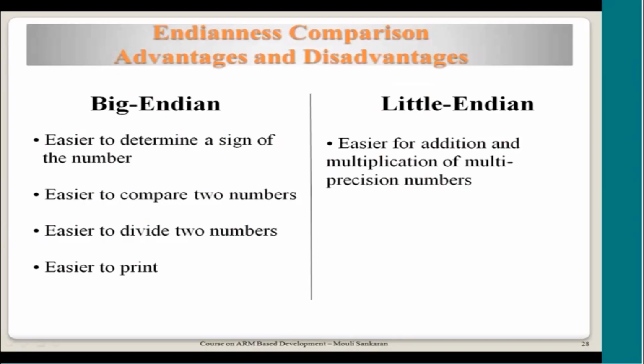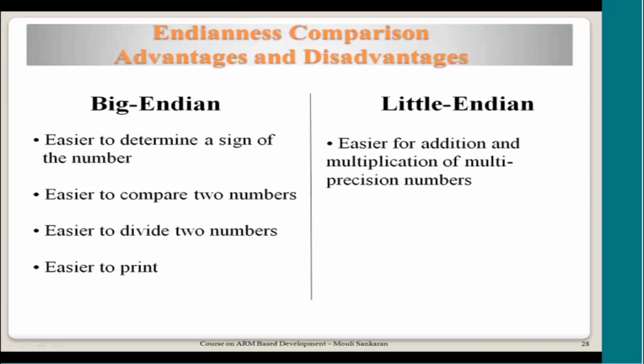In big endian, it is easier to determine the sign of a number. As you know, in a typical binary representation, the sign bit is at the MSB, the 31st bit. If you remember, big endian stores the higher part of the byte first in memory. So you can just read the first byte of the value and easily find out whether it is positive or negative based on the sign bit value.